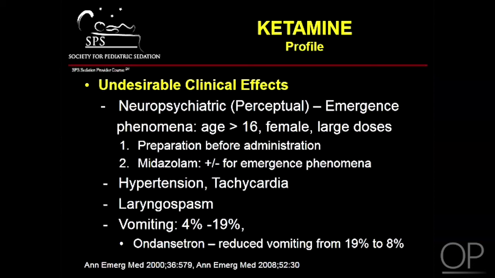While laryngospasm is quite uncommon, occurring in only 1% of patients, it is one of the greatest concerns when using ketamine in otherwise healthy patients. Smaller doses of ketamine may reduce the chance of laryngospasm. Nausea and vomiting are not uncommon, occurring in around 5 to 10% of patients. Use of ondansetron has been shown to significantly reduce this adverse event.